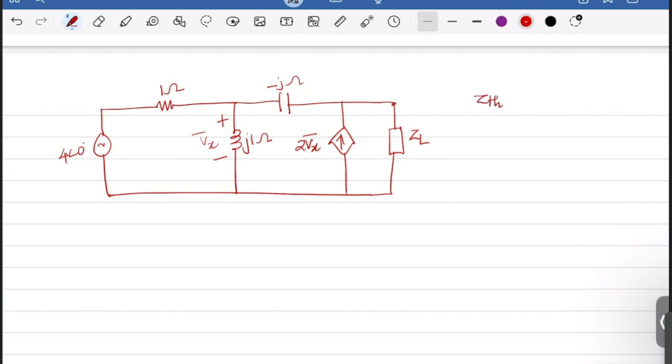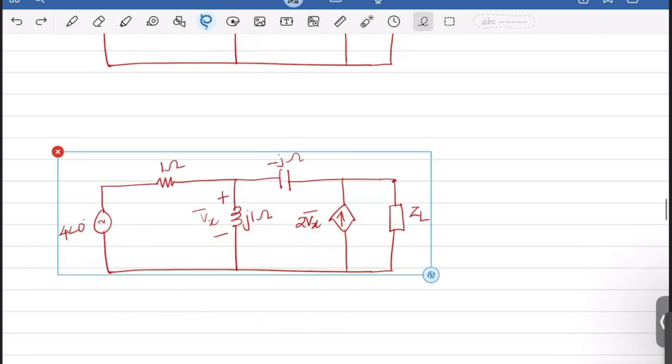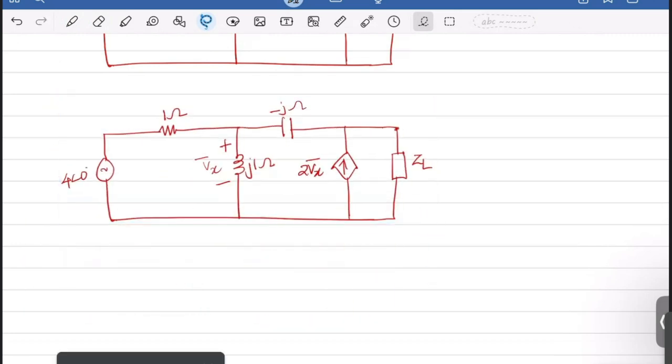Now we have to find the Thevenin equivalent impedance. While finding the Thevenin equivalent impedance, one method is to apply a test voltage and find how much current is drawn by the circuit. While applying the test voltage, you should replace your independent sources with their equivalent internal impedance. In this case, you have a voltage source. The equivalent impedance of a voltage source is 0, so you have to replace the voltage source with a short circuit.